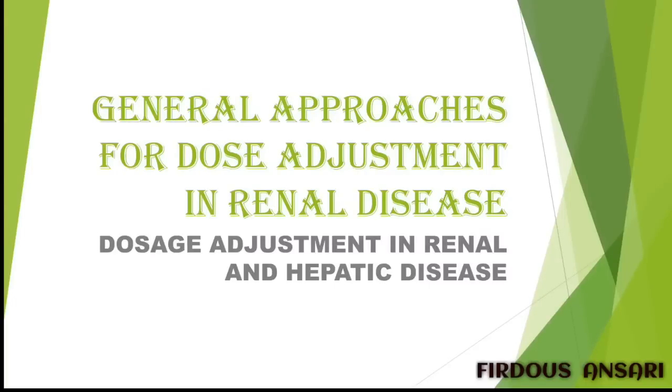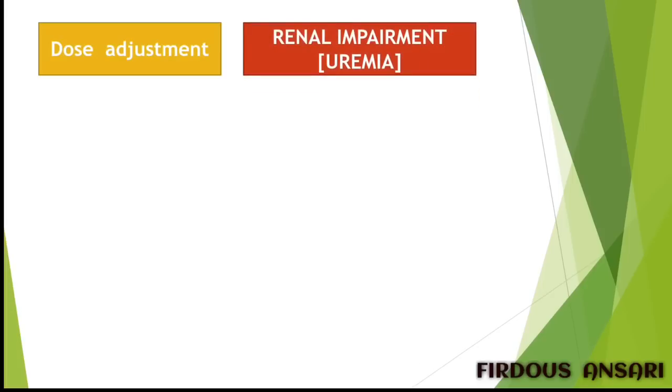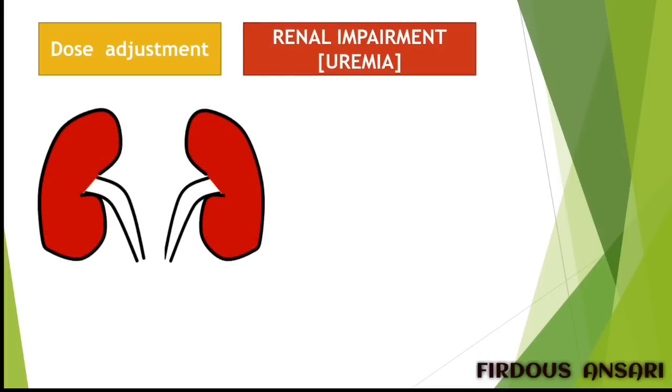Hello to all dear students. In this video, we will be discussing certain general approaches for dose adjustment in renal diseases. So basically, we are studying dose adjustment in a person with renal impairment like uremia. Kidneys are the main organ by which drugs and their metabolites are eliminated from our body. So, renal impairment means kidneys are not functioning normally.